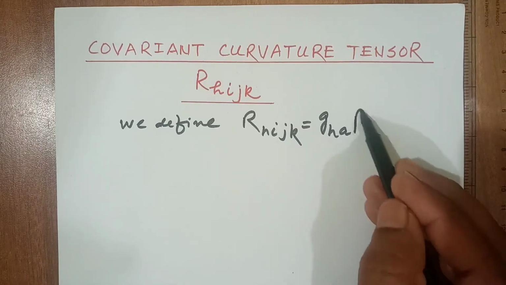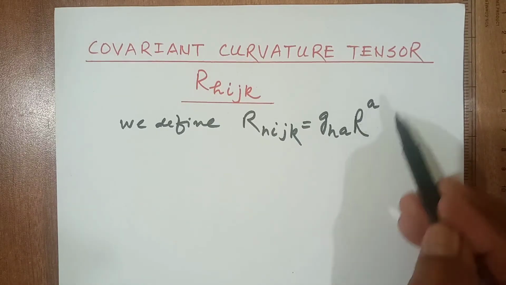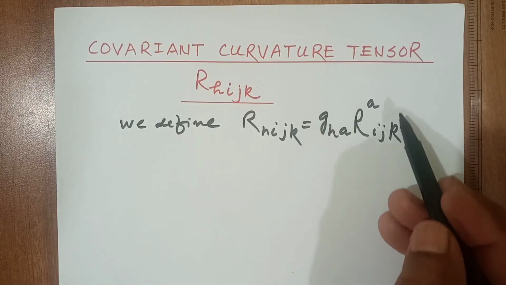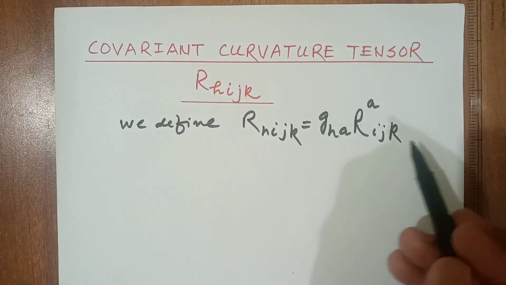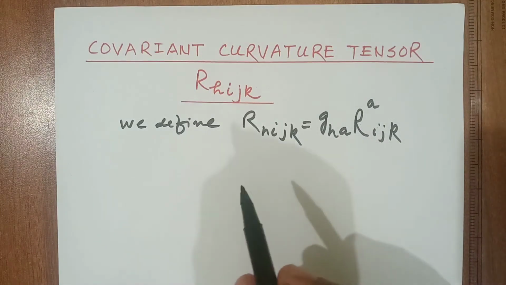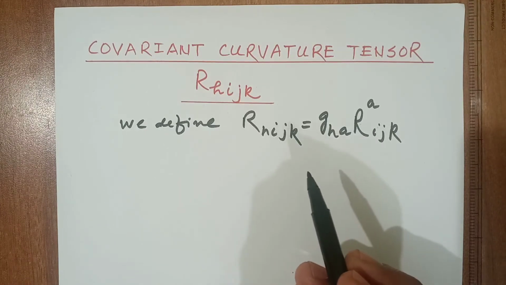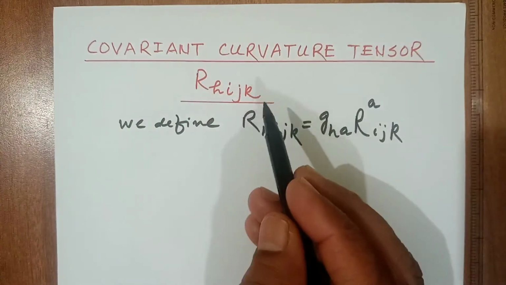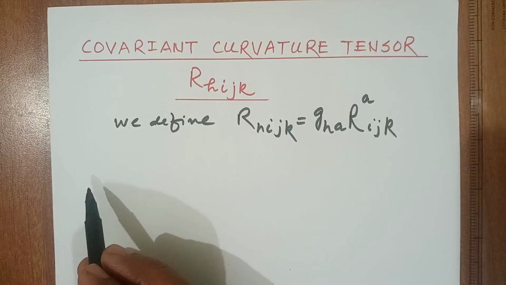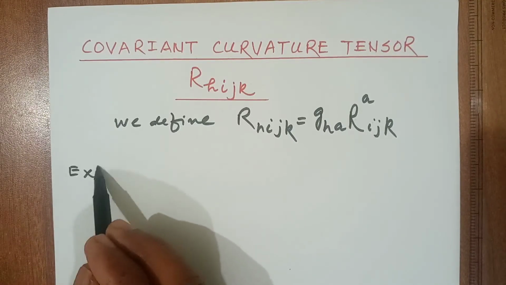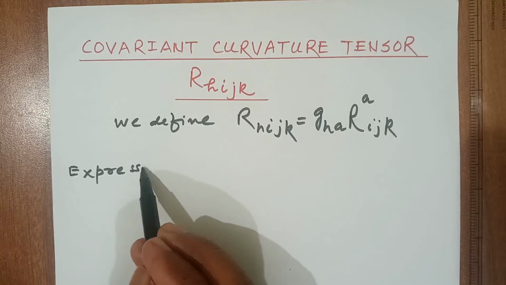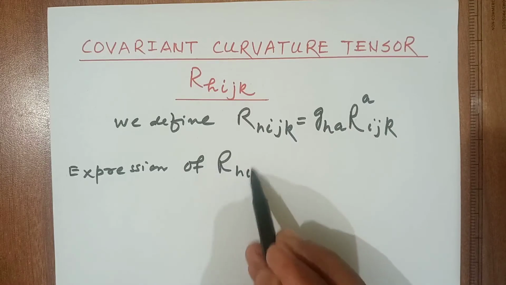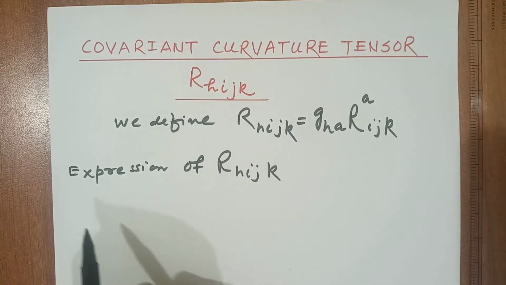g_HA R^A_IJK. Okay, now by using the definition of R^A_IJK, our aim is to obtain the expression for R_HIJK. Okay, so the expression of R_HIJK.